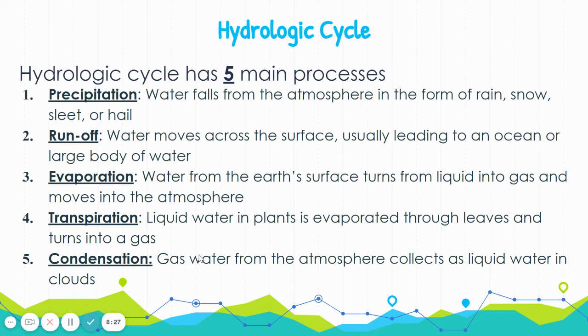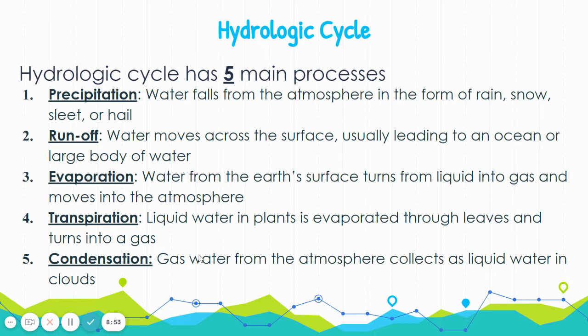So there is precipitation. That's when water is going to fall from the atmosphere. It can be rain, snow, sleet, or hail. There's runoff, which is when water moves across the surface of Earth, usually ending up in an ocean or some other large body of water. Evaporation is when water from the Earth's surface is going to be heated up and turn from a liquid into a gas state and is going to move into the atmosphere.